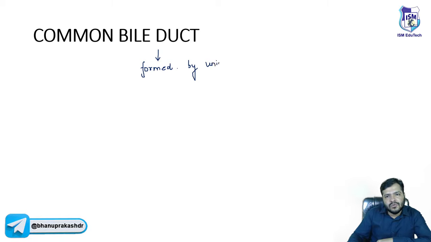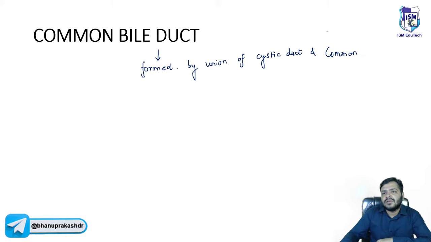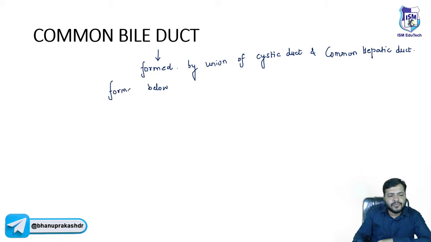It is formed by union of cystic duct and common hepatic duct. Right? So remember, it is formed below the porta hepatis. If we talk about the length, beta, remember the length is 3 inches long. 3 inches long.